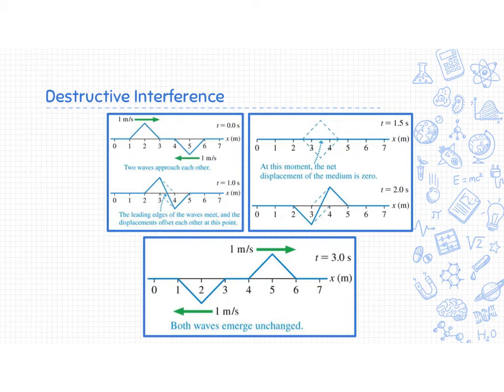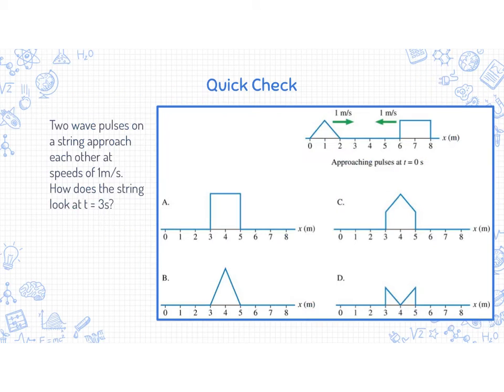Destructive interference is pretty much the opposite. Here I have two waves. One has a positive amplitude, one has a negative amplitude. As they go toward each other and interfere, they take away from the overall amplitude. In this next picture, they perfectly cancel each other out. So that is destructive interference. And then, of course, they keep going as if nothing ever happened.